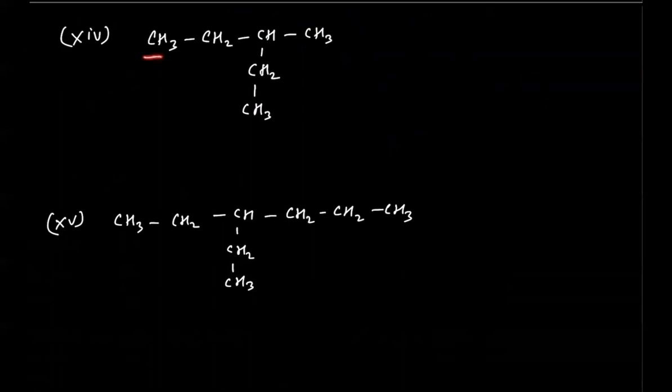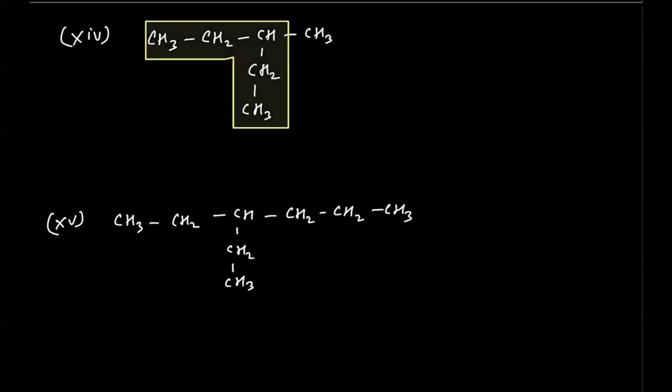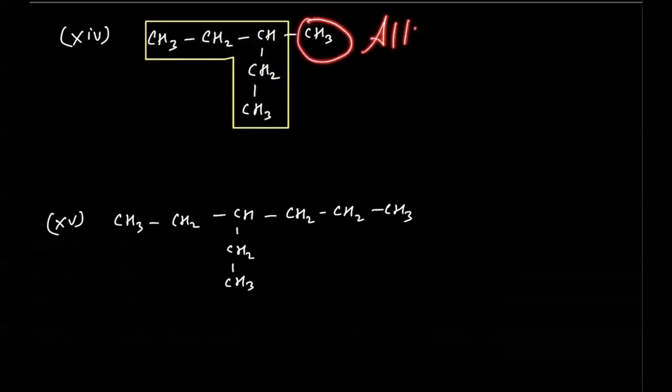So in this case, you have two possible chains. You can take 1, 2, 3, 4 as your parent chain, or you can take 1, 2, 3, 4, 5 as your parent chain. And remember it as a thumb rule that you always try and choose the longest continuous chain. So in this case, we'll choose the longest possible carbon chain, and that chain is this. So this is the longest possible carbon chain, and what is left out is known as an alkyl group.